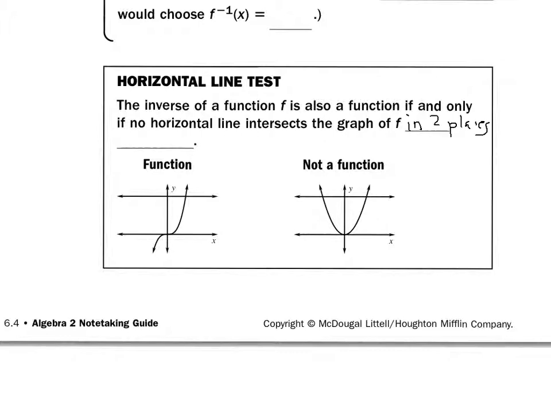So this one works because you can pull in any line down here and it doesn't cross twice. And then you can also pull any line here and it doesn't cross twice. But this one doesn't work.